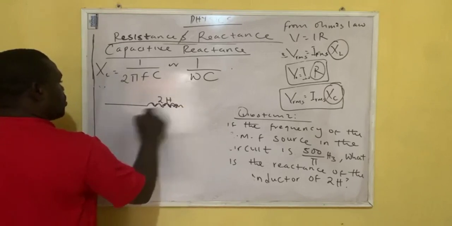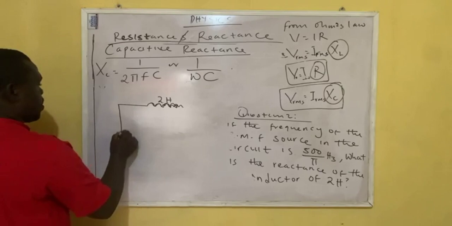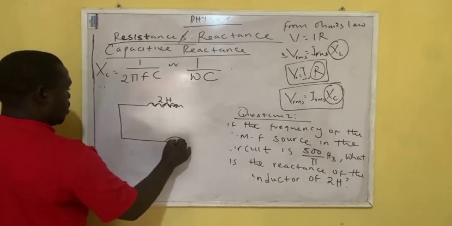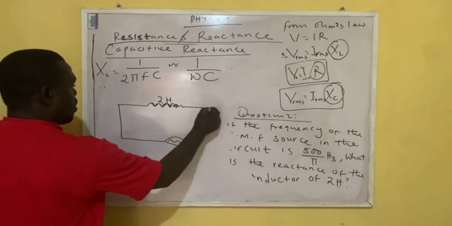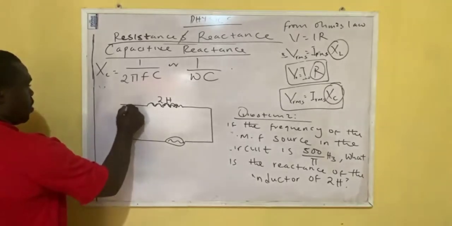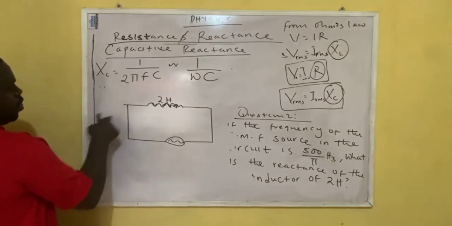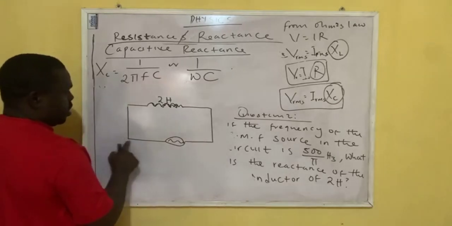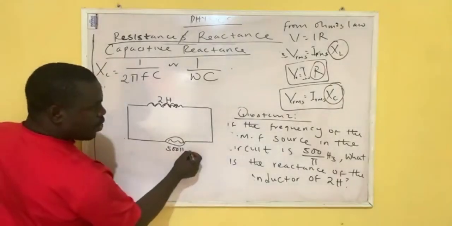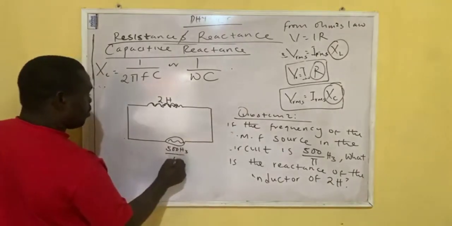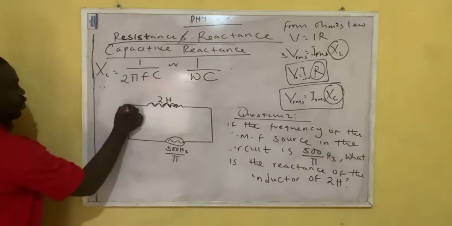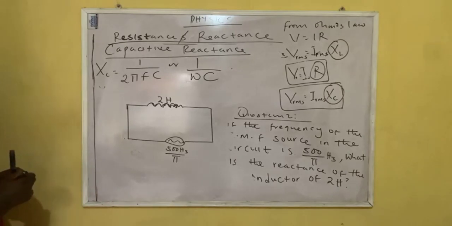So they gave us 2 ohms. Okay, so this one is 500H, what's that, X over pi, yes. Okay, so you have that now, thank you. So this is the diagram for it. You could just sketch something out like this.